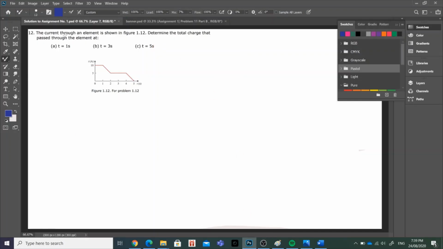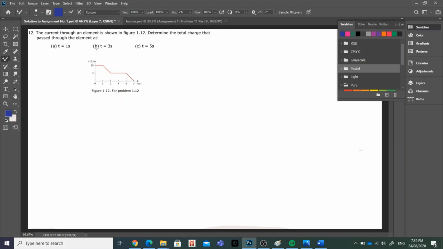Problem number 12. The current through an element is shown below. Determine the total charge that passed through the element at A, 1 second, B, 3 seconds, and C, 5 seconds. So, given yung ating current waveform.